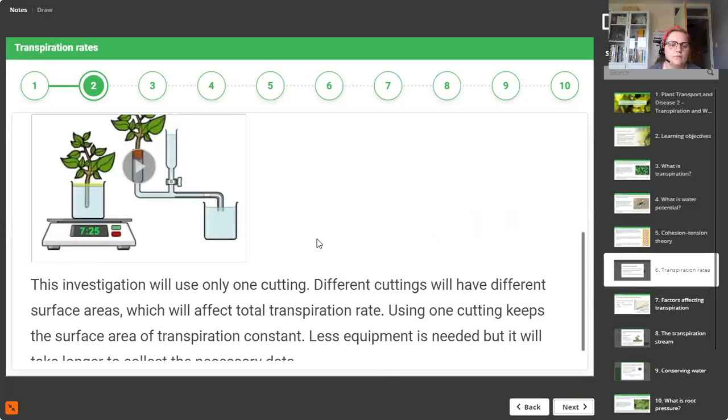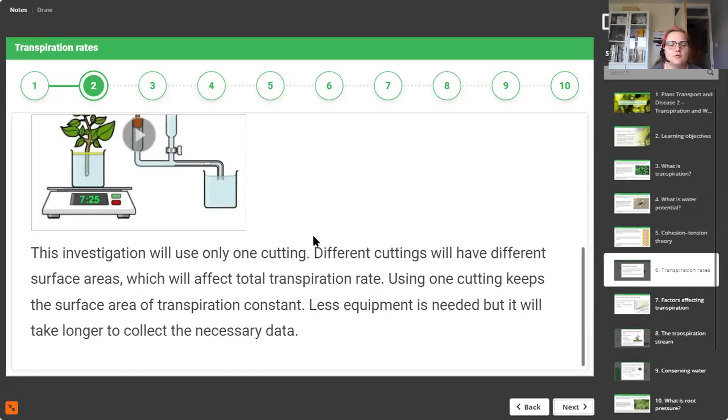If we wanted to compare transpiration rates because of environmental factors, we only want to use one cutting, because different cuttings will have different surface areas, and we know a different surface area will affect the total transpiration rate. Using one cutting keeps the surface area of transpiration constant, and less equipment is needed, but it will take a lot longer to collect the necessary data.